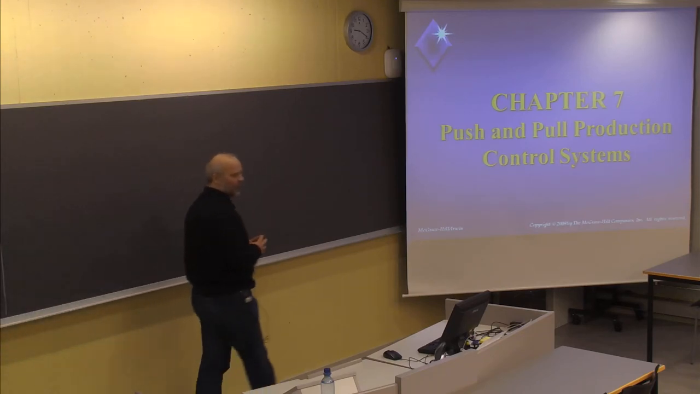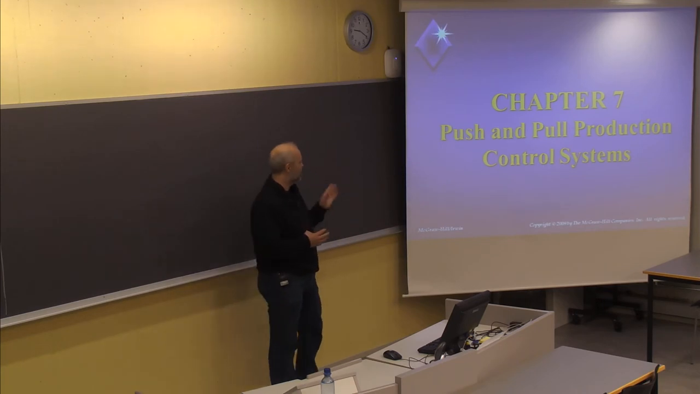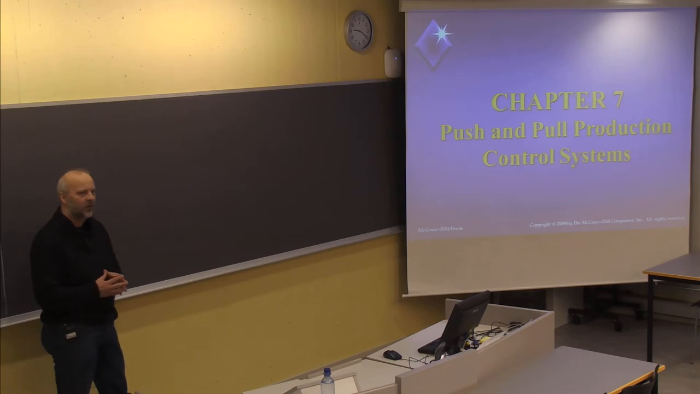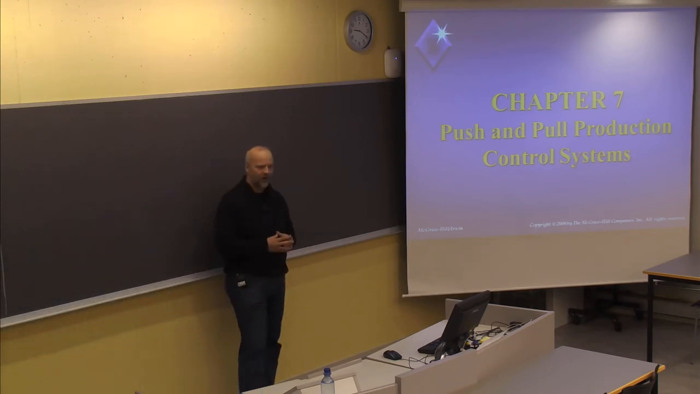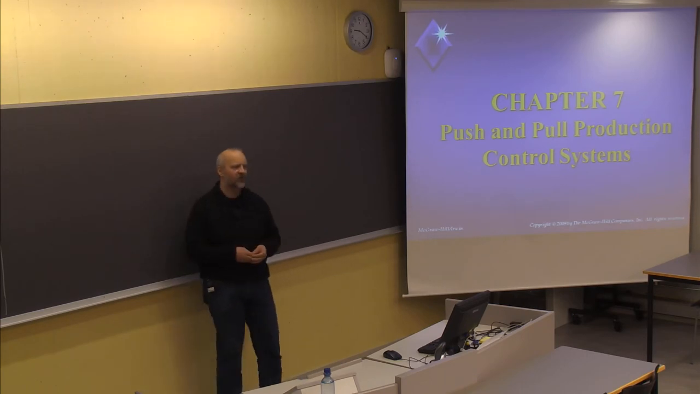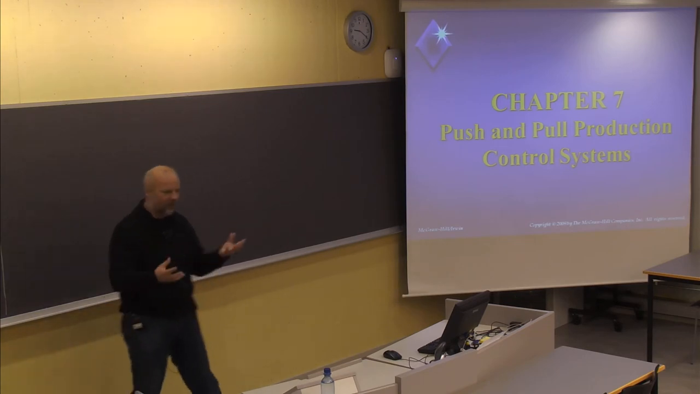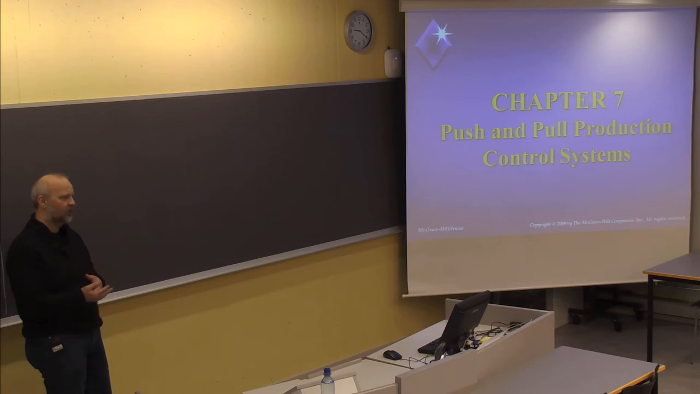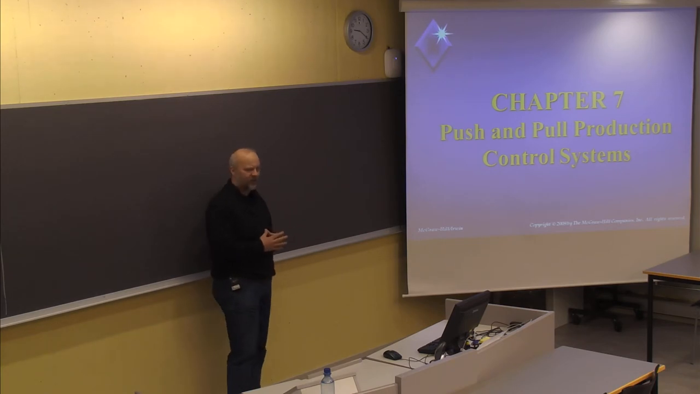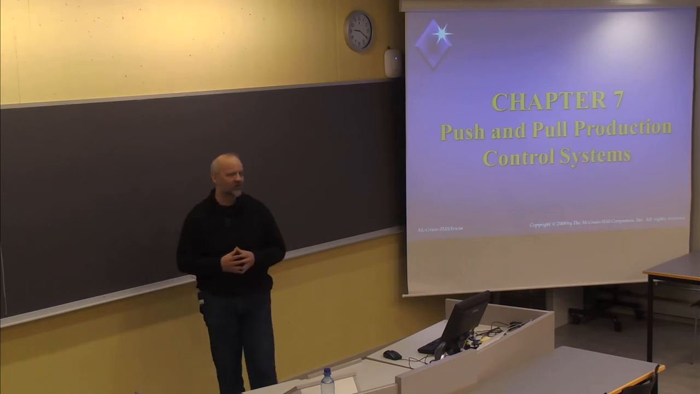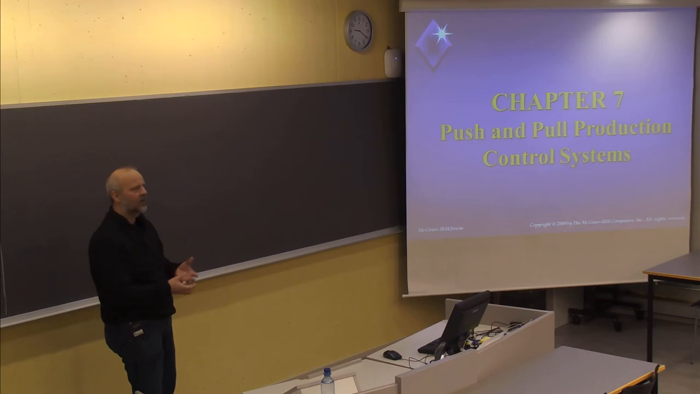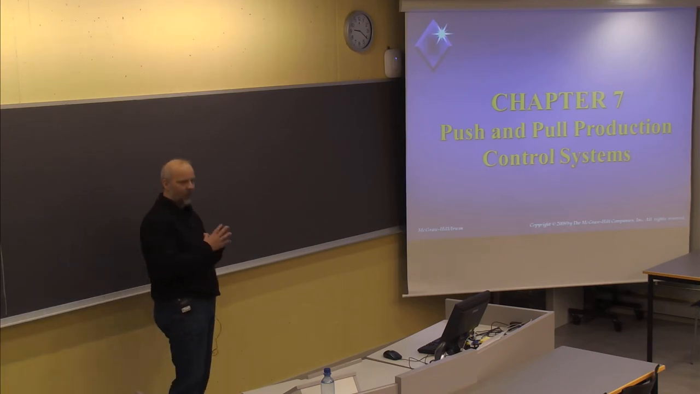So today we are ready for a new part of the curriculum. We'll start on chapter 7 regarding what we call push and pull production control systems. You probably have heard about MRP, Material Requirement Planning, which is a typical push production control system. You have a plan, and you are planning everything from the forecast or the orders you have. The opposite philosophy is the so-called pull production control system, where you have the term just in time, JIT, which means that you are pulling everything, materials and the workers and everything, when you have one particular order.